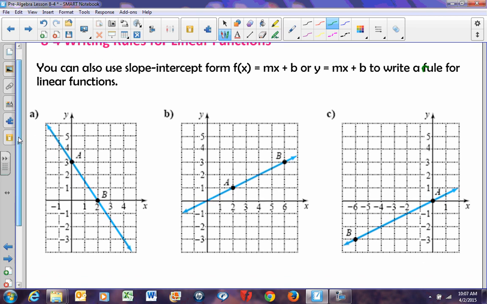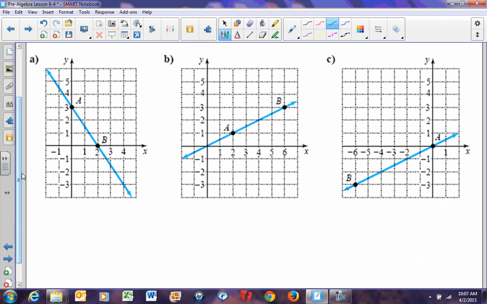Okay? Let's take a look at these. The thing we need to find is slope and y-intercept. You need to find your y, your b, and your m. First thing I always find is my slope. I'm looking for my slope and my y-intercept.